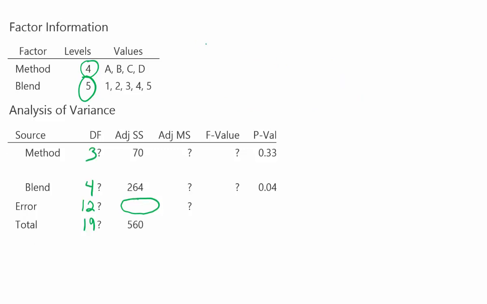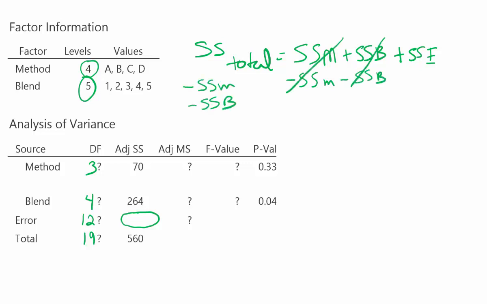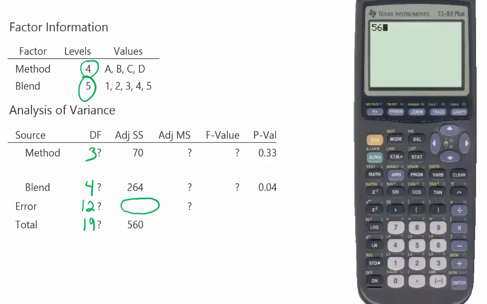It's that idea that the sum of squares for the total has to be equal to the sum of squares for method or treatment, plus the sum of squares for blend or blocks in this case, plus the sum of squares for error. So if you want to solve for the error sum of squares, you simply subtract these two away from both sides. So we end up with SSE equal to the total minus the SS treatments and the SS blocks. Okay, so we'll have 560 minus 70 minus 264, and we get 226.